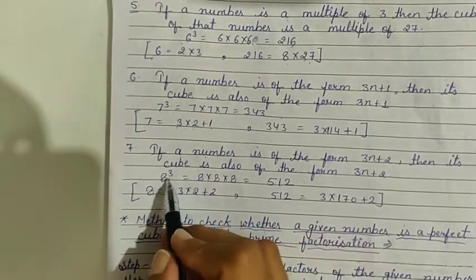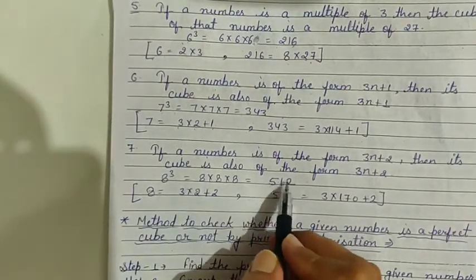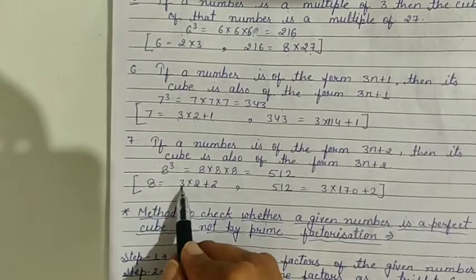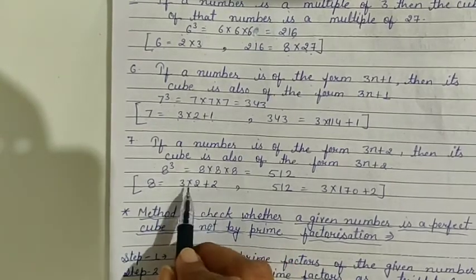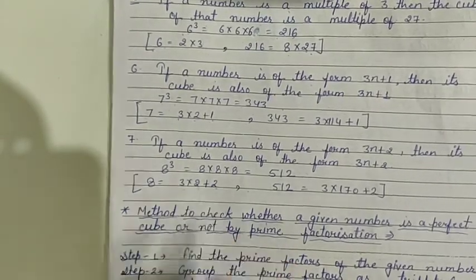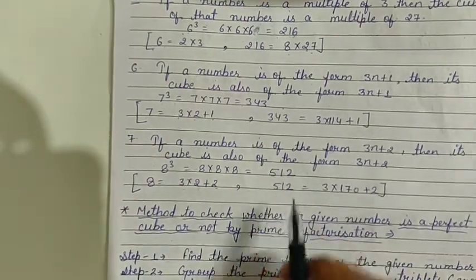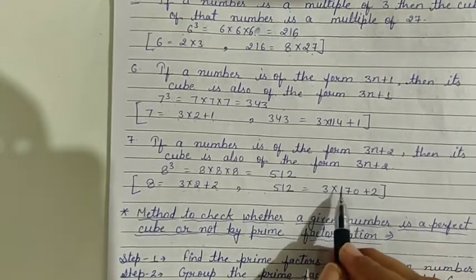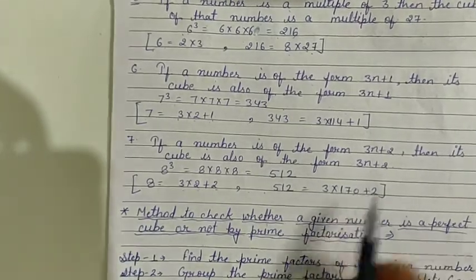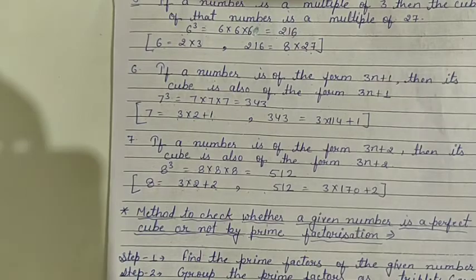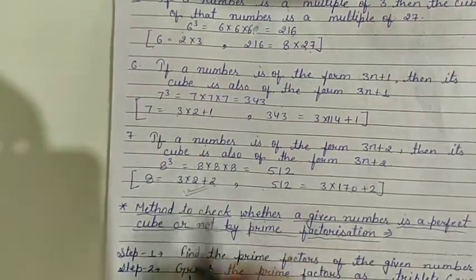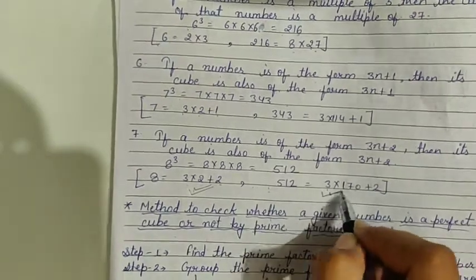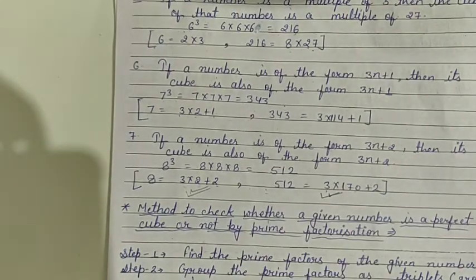For example, 8 cube. 8 cube is equal to 512. And 8 can be written in the form 3 into 2 plus 2. This is the form 3n plus 2. Now its cube is 512. 512 can be written as 3 into 170 plus 2. So 8 is of the form 3n plus 2, then its cube 512 is also of the form 3n plus 2.